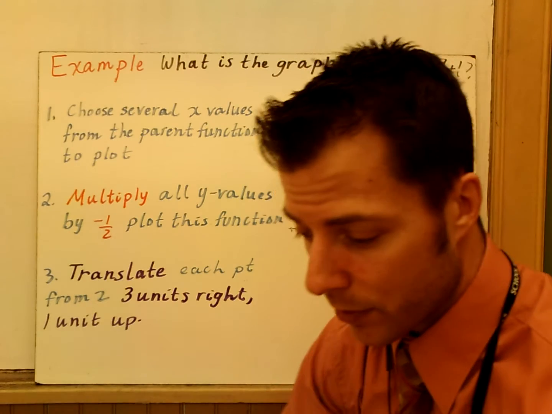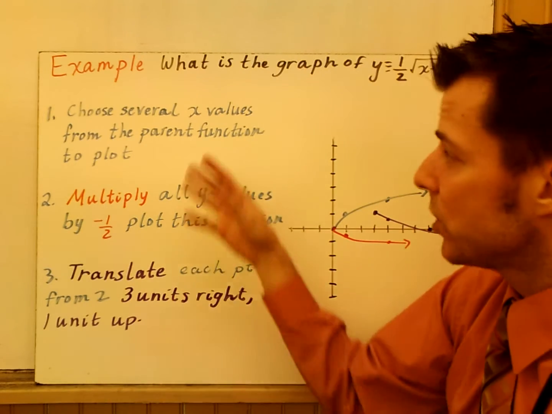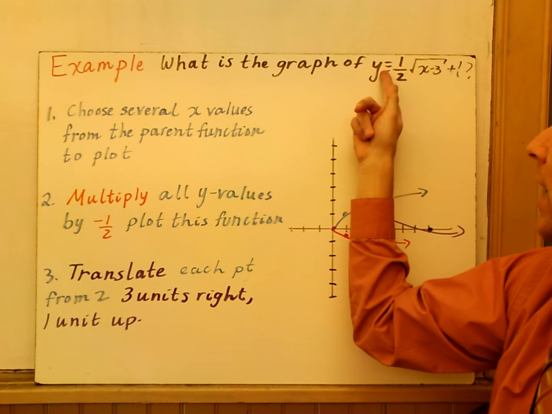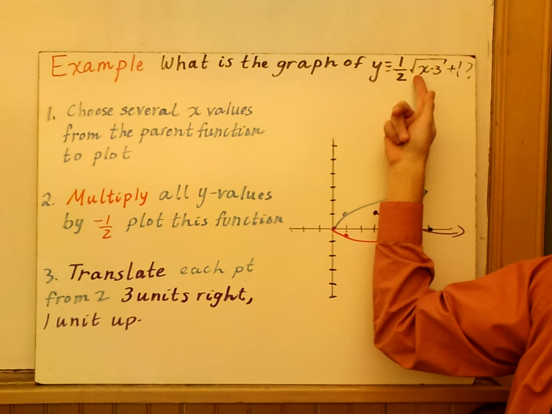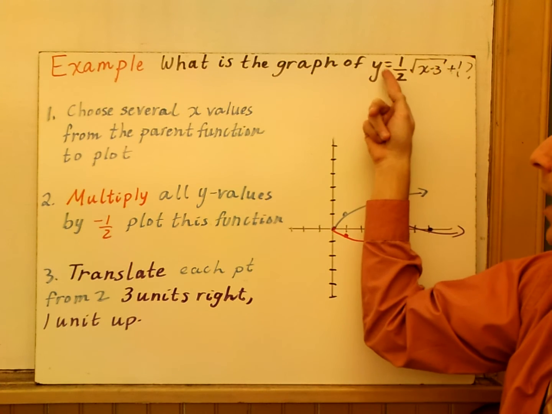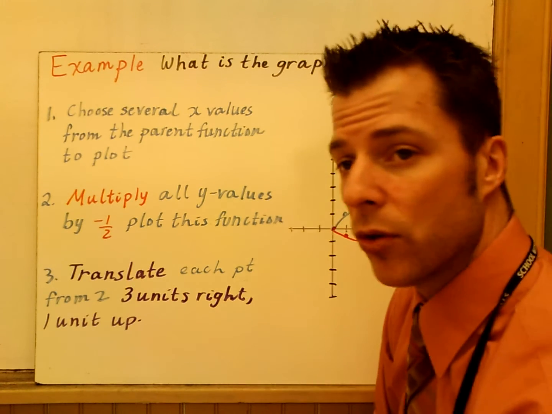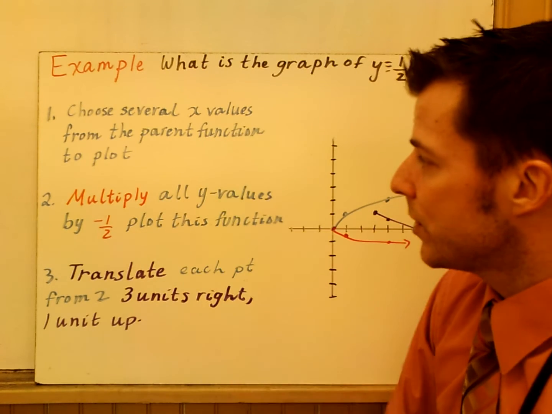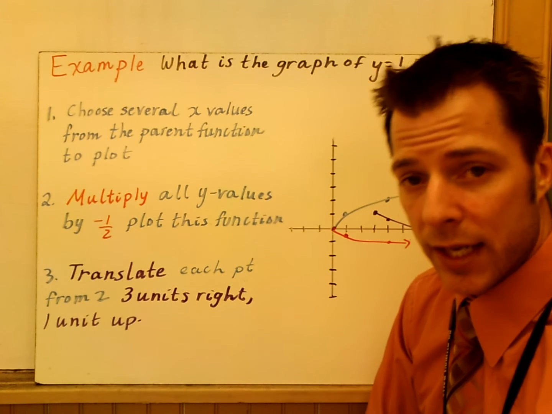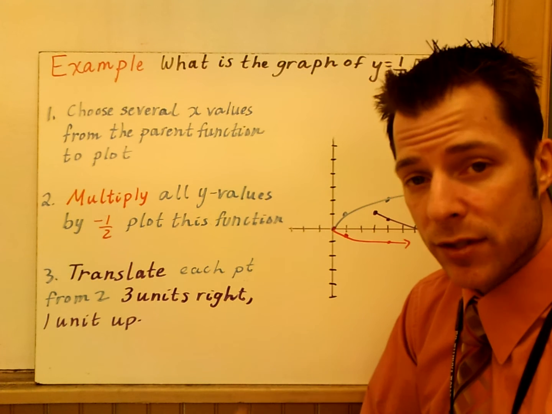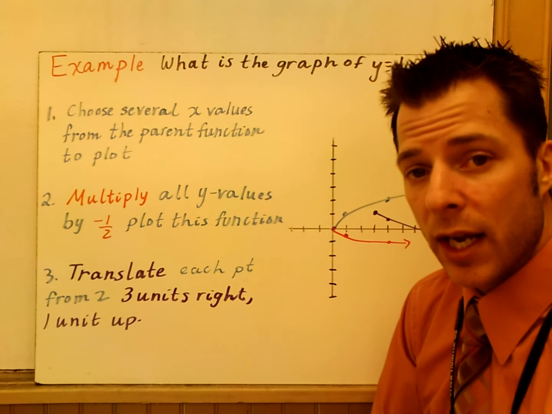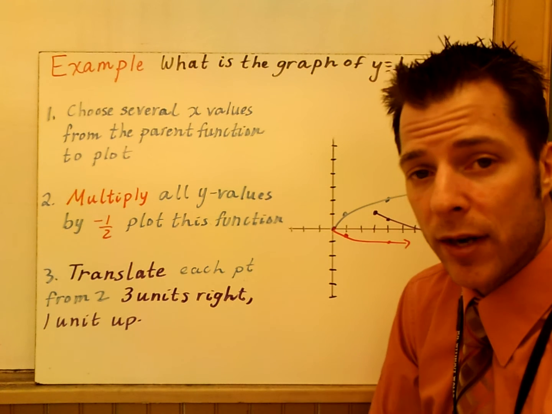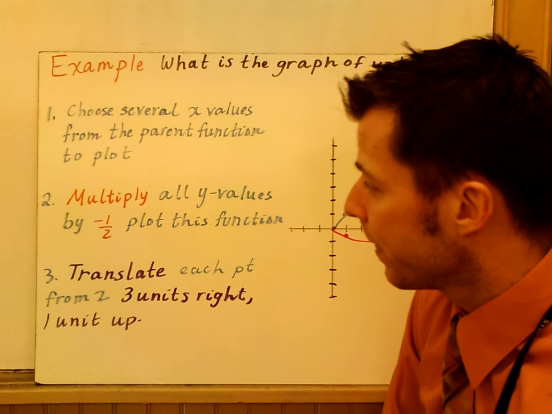So the last example has a translation and a stretch, or shrink in this case. What is the graph of y equals negative 1/2 the square root of x minus 3, plus 1? So there's a negative. It's not congruence there, so it's just negative 1/2. So here's the idea. You can choose several x values from the parent function to plot. The parent function is pretty easy. Just pick (0, 0), (1, 1), and (4, 2). Those are 3 values for the parent function of y equals square root of x.